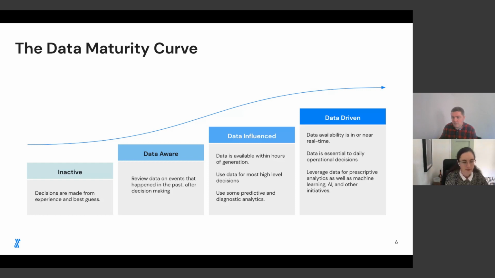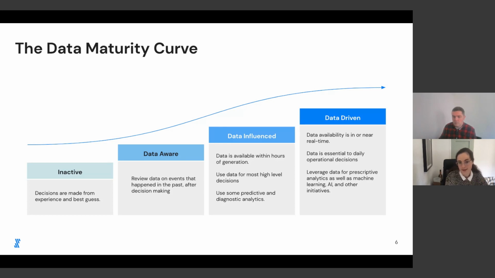I usually go through this data maturity curve with customers or stakeholders to tell them what would actually be defined as data driven. So, starting on the left hand side, most people won't fit into this category. Inactive: decisions are made on best guess and experience. Obviously there should be an element of that in your decision making, but not the only element. Then we move on to the stage where you're data aware.